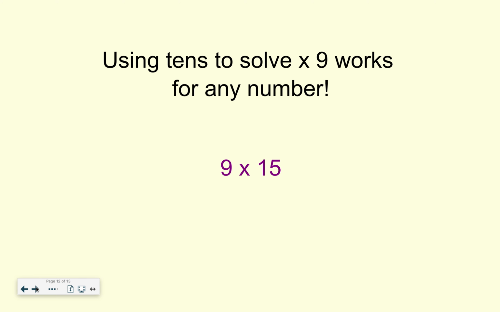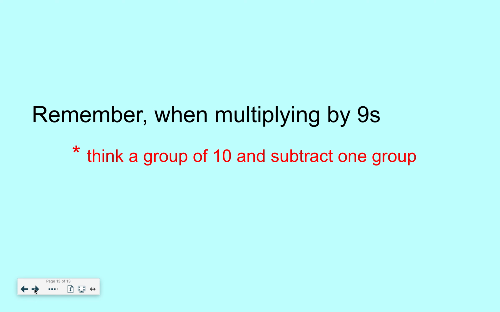9 times 15. So again, if I use my 10s and I think of this as 10 times 15, that gets me to 150. But I know that thinking about that 10 frame, I've actually added an extra group of 15, which I want to subtract now. So 150 minus 15 gives me the answer of 135. So 9 times 15 is 135. When you use the 10 strategy to help you with your nines, you can solve any multiplication problem when you multiply it by 9. So remember, when multiplying by nines, think of a group of 10 and then subtract that extra group.